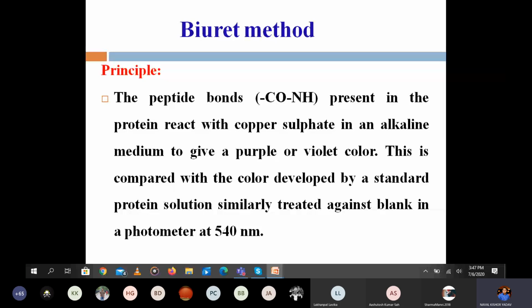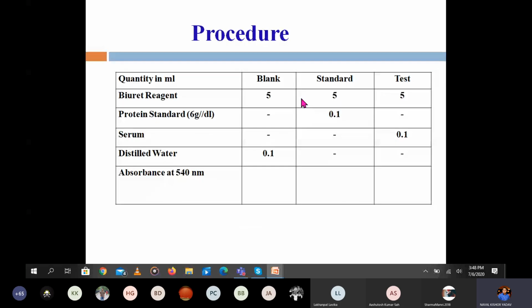Then you can take the reading against the blank or against the distilled water. So this is the procedure that you have given in your manual. Biuret reagent you have to take in all three test tubes, labeled B, S and T: blank, standard and test, 5 ml, and then protein standard, whose concentration is 6 gram per dL, 0.1 ml.